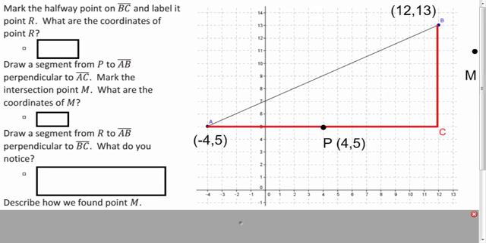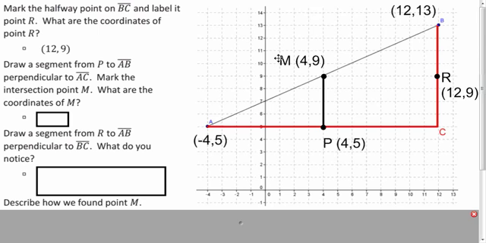Now we want to do the same thing with BC. Where's its halfway point? Well, the whole thing was 8, so we want to go 4, so that would be the point 12, 9. And now we're going to draw a perpendicular segment from P on AC and see where that hits AB. That's nicely at the point M, which is 4, 9. And what happens if we do a similar process with R and segment BC? It also intersects AB at point M.